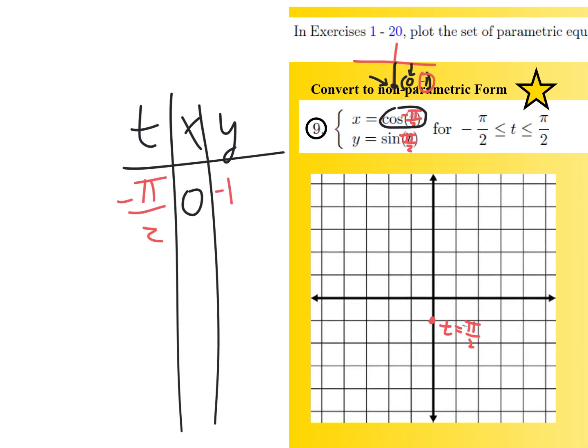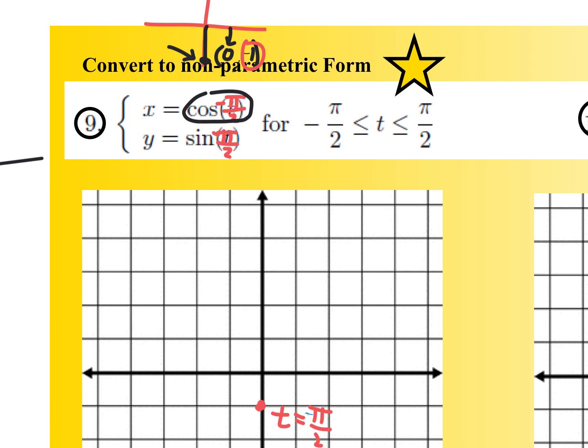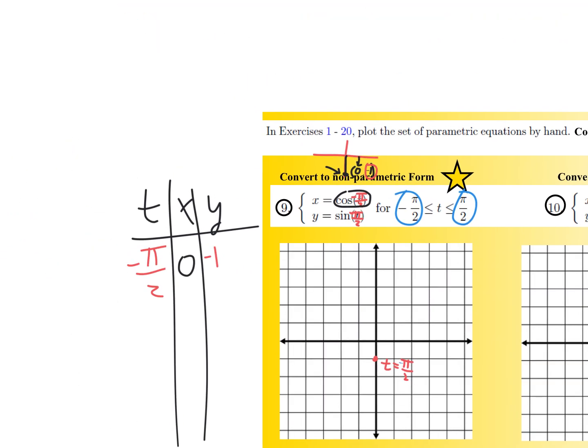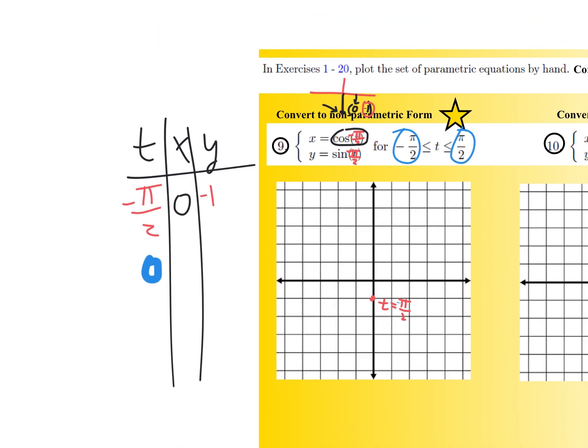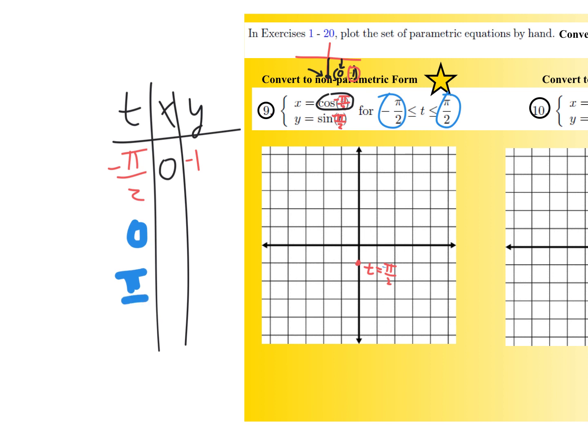How many do we have to do? Do you remember that cosine and sine sometimes lend themselves to curves too? I mean, think about it. Cosine is a wave. Sine's a wave, right? So I need multiple points. If I just do the endpoints, you won't see the curve. So what's between negative pi over 2 and that's on the way to pi over 2? What's in between those two? 0 is another point you should test. So 0 and then pi over 2.